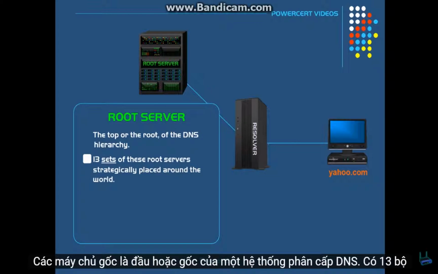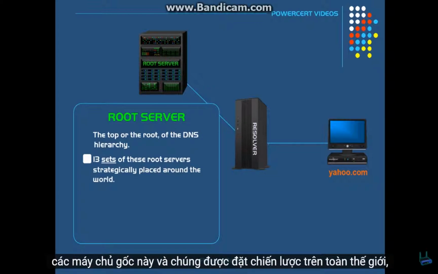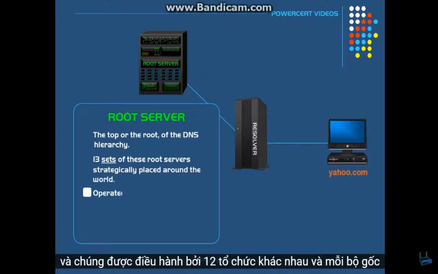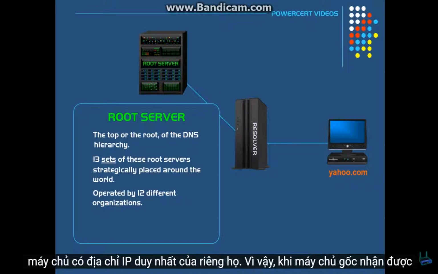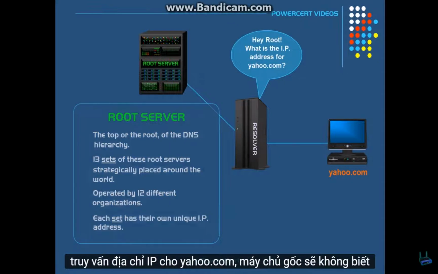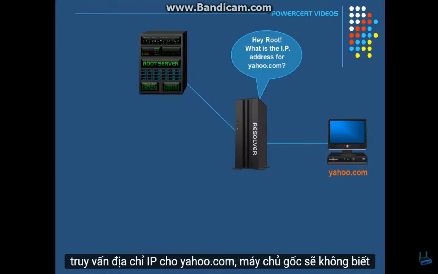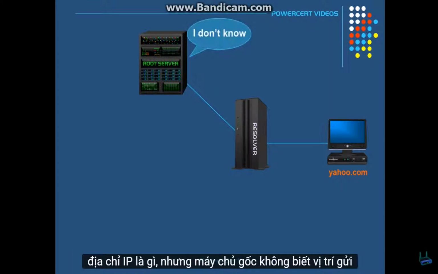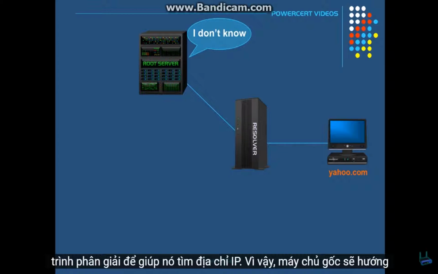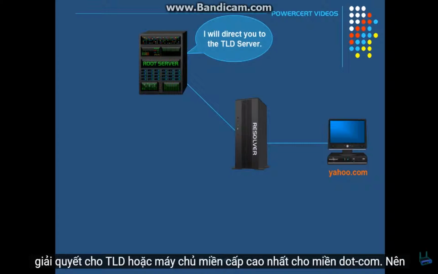There are 13 sets of these root servers, and they are strategically placed around the world, and they are operated by 12 different organizations. And each set of these root servers has their own unique IP address. So when the root server receives the query for the IP address for yahoo.com, the root server is not going to know what the IP address is. But the root server does know where to send the resolver to help it find the IP address. So the root server will direct the resolver to the TLD or top-level domain server for the .com domain.